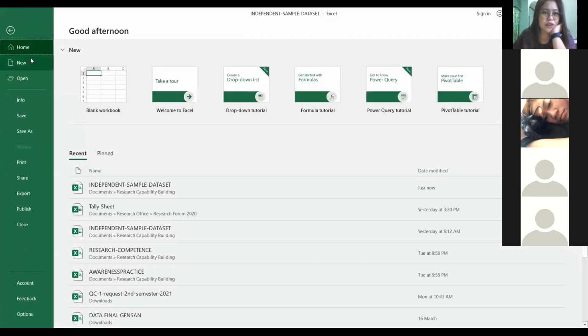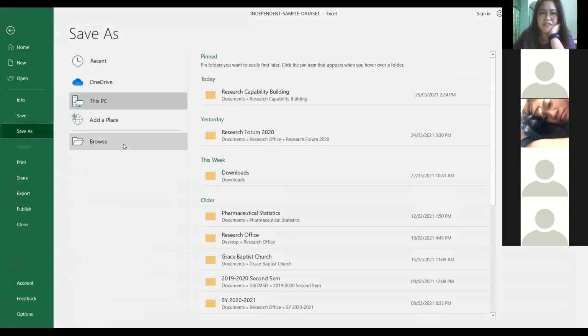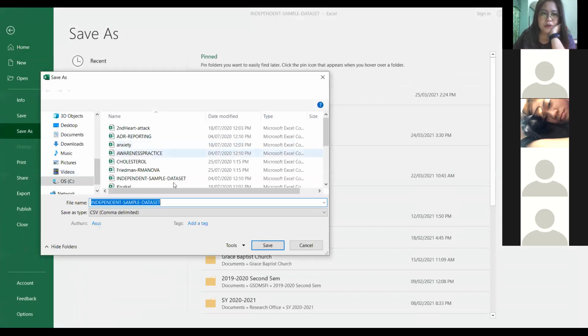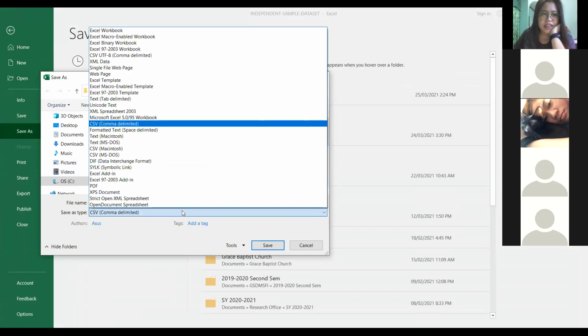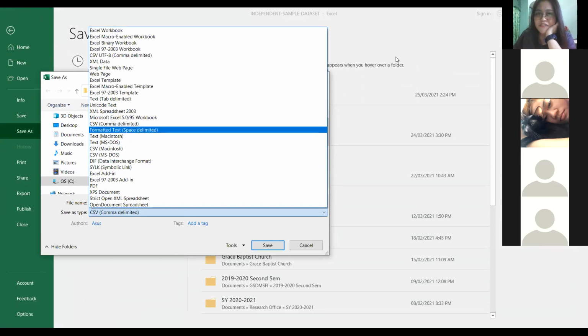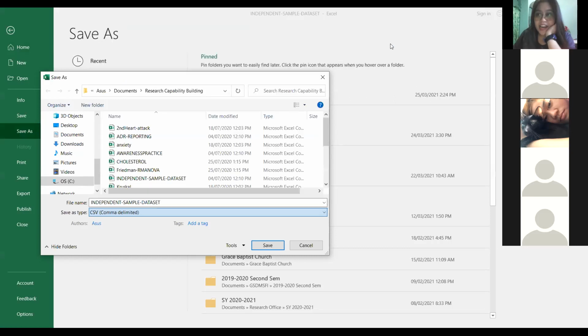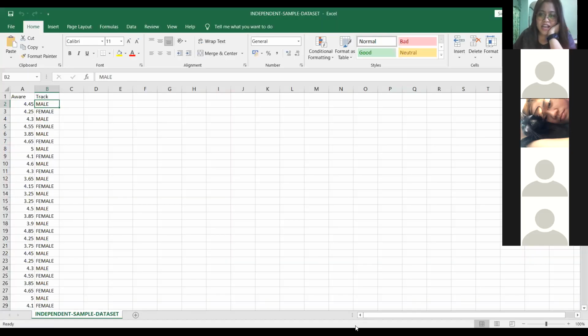I'll give this to you. So how to convert this file to CSV? Just Save As, class. For example, I'll put it here in my documents. Under the type of data, since it's in Excel, look for CSV comma delimited. Your file will be converted to a CSV file, and it can now be read in our JASP.